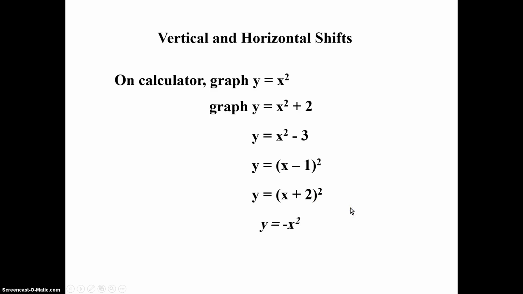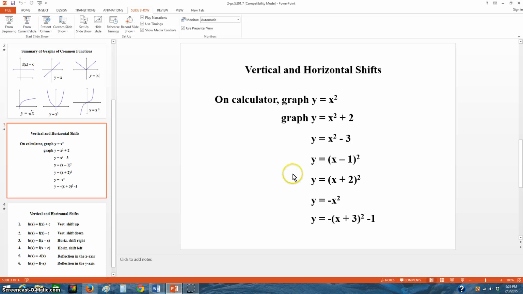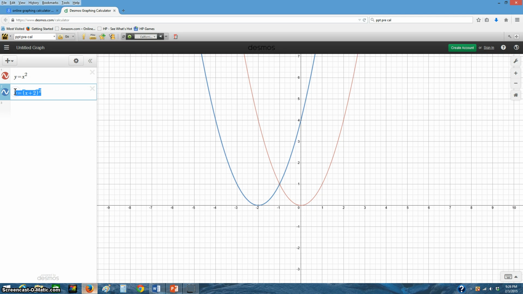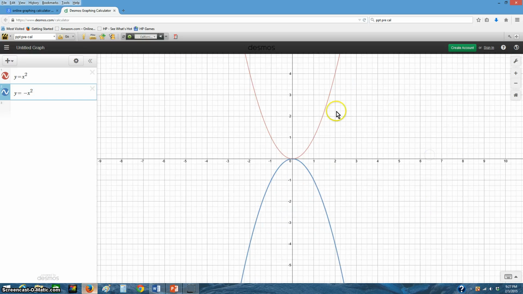Okay, let's move on to the next one that I want you to graph, and that's y equals negative x squared. All right, so let's see what's going on with this one. All right, so I have my y equals x squared as my parent function, and then I have y equals negative x squared. All right, so what really happened? Okay, it actually flipped my parabola about the x-axis. So this negative flips it about the x-axis, and it has now turned into a parabola that is opening downwards.